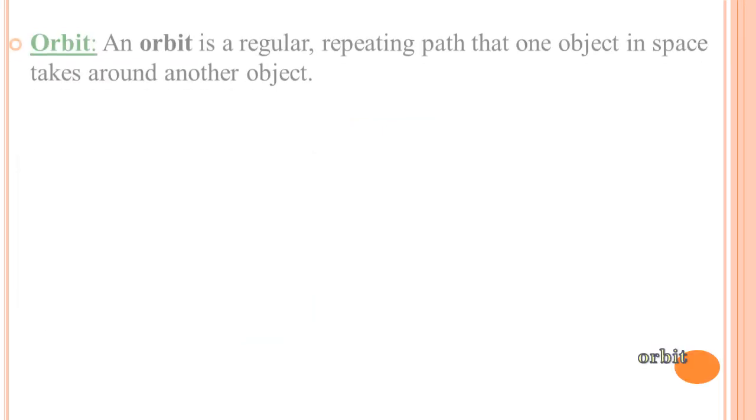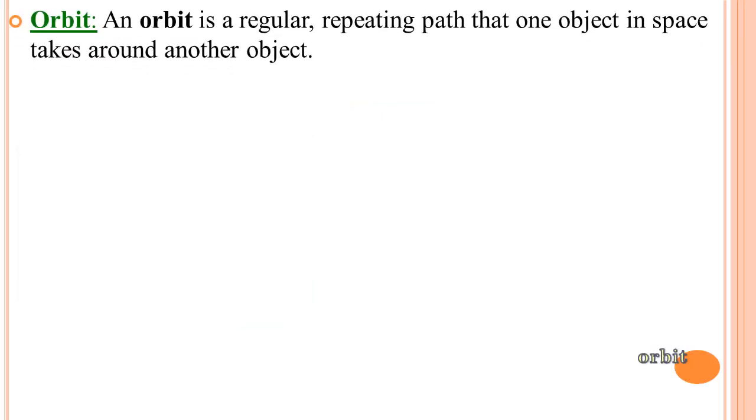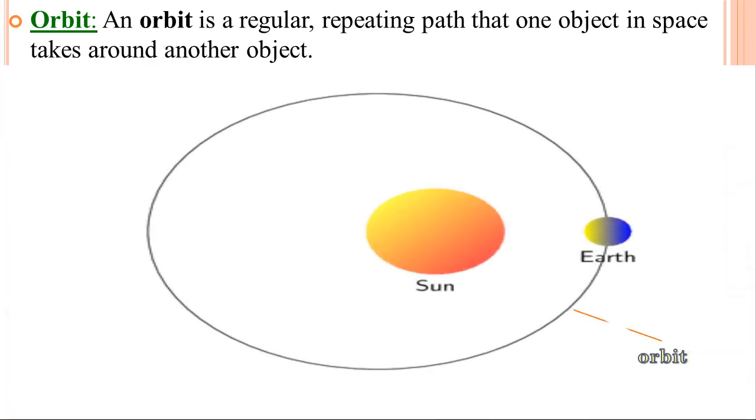The next term is orbit. An orbit is a regular repeating path that one object in space takes around another object. In the given picture you can see there is a sun in the center of the picture and the planet Earth, and there is a line drawn around the sun, and I have mentioned it as an orbit. This particular line is called the orbit of the Earth.